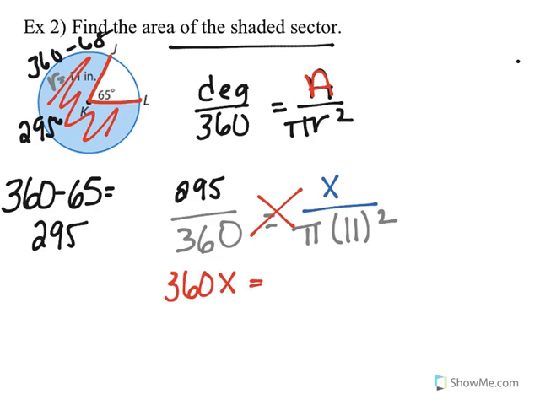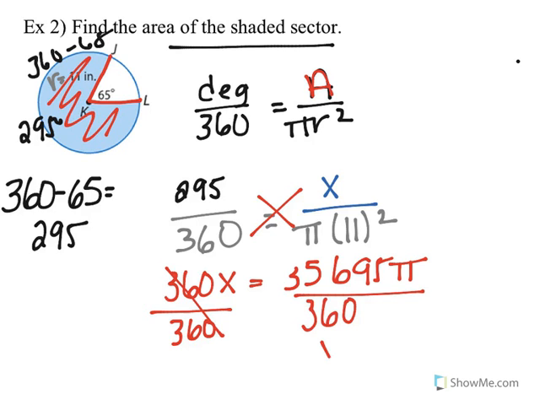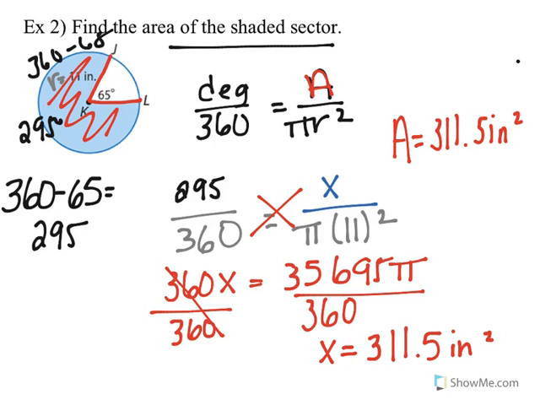360x equals 11 squared times pi times 295. Keep it in terms of pi if you can. It's just going to be 35,695 pi. And then all I'm going to do is get my x alone, so divide by 360. If you are not getting the same numbers as me, be careful, make sure you're using parentheses, okay? And contact me if you have any questions. So my x would equal 311.5 inches squared. But what is x? More importantly, the area of the sector is 311.5 inches squared.